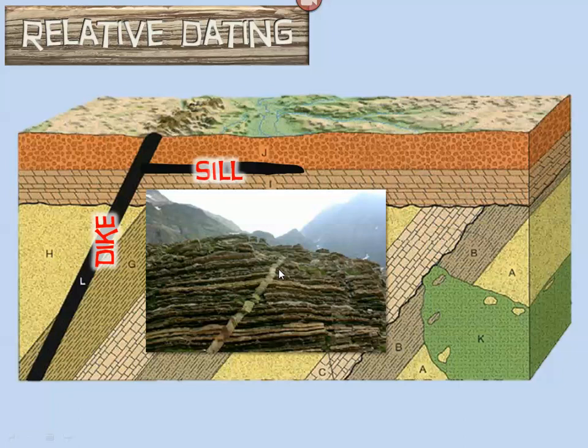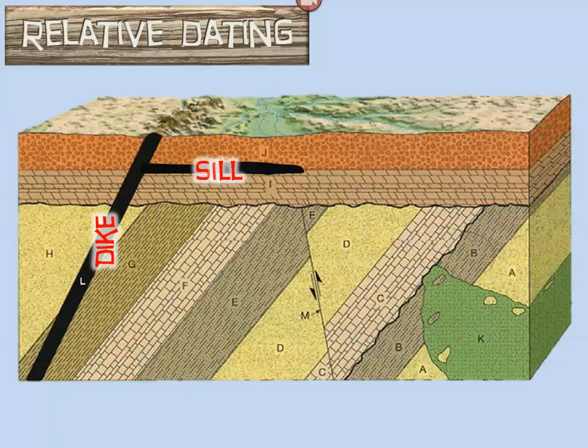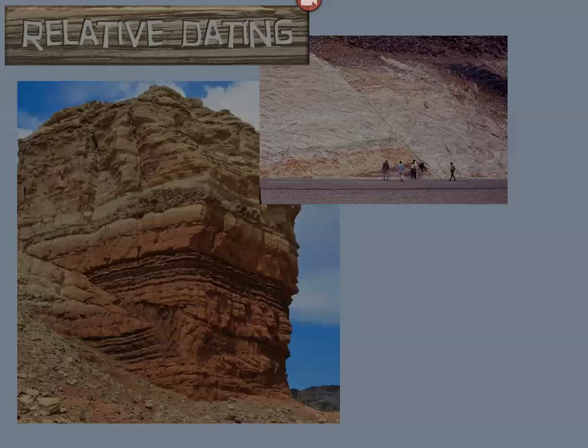My daughter actually saw one of these intrusions that went back and forth kind of diagonally like a lightning bolt. And she said, oh, it's like a psych and a dill. It's psychedelic. Pretty good. Dike and sill, those are essentially just igneous intrusions. So what's the deal with that fault, that weird arrow-looking thing that we saw?